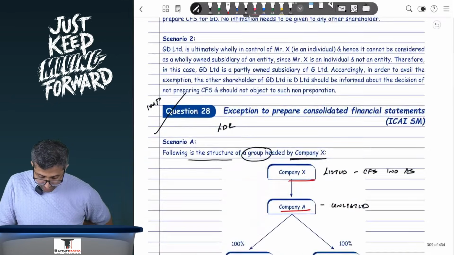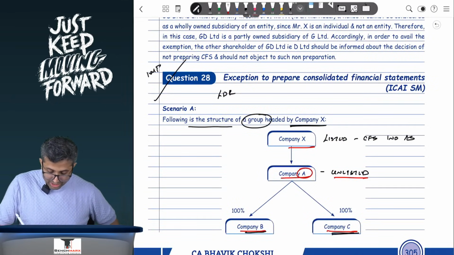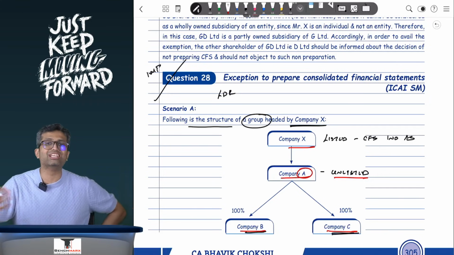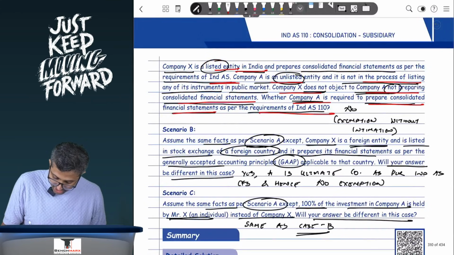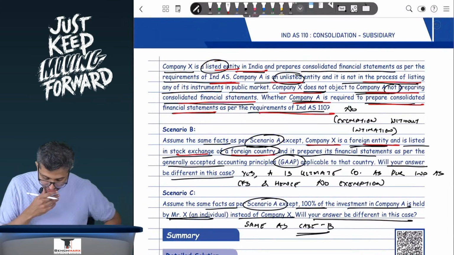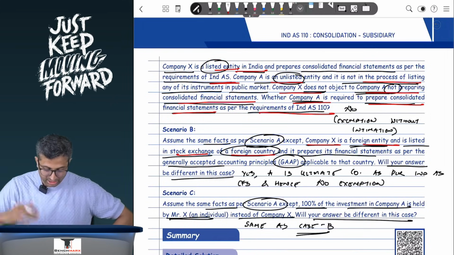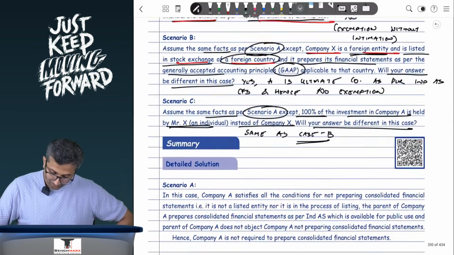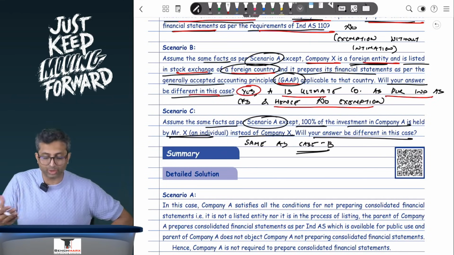The answer is no, because A is an unlisted company. It is an intermediate company, and it is wholly owned by X, which means you don't need any permission from anyone else. So it does not need. Assume the same facts, except that X is a foreign entity and is listed in the stock exchange of a foreign country. Okay, then the ultimate company is no longer X, it is now A, and X prepares financials as per GAAP of that country. Will your answer be different? Yes, A is the ultimate company as per Ind AS, and hence there is no exemption. It will have to prepare CFS.